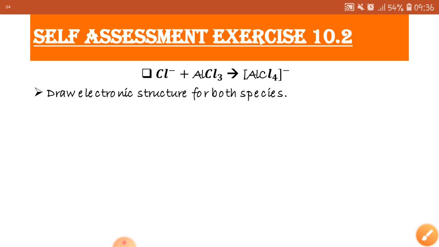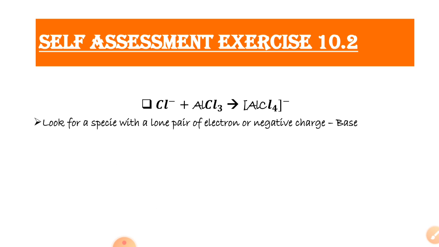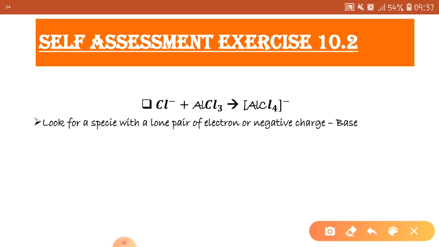So in the first step, you drew the electronic structure for both species. In the second step, you will look for a species with a lone pair of electrons or a negative charge. When we drew the electronic structure, you must have observed that chloride ion had more than one electron pair in it, and it also has a negative charge. Therefore, those species that have a negative charge or more than one lone pair of electrons are working as a Lewis base here.